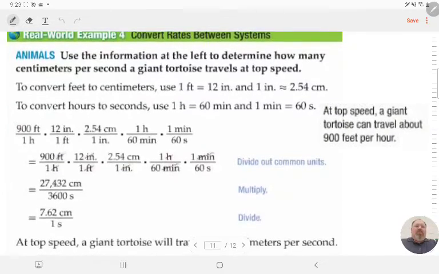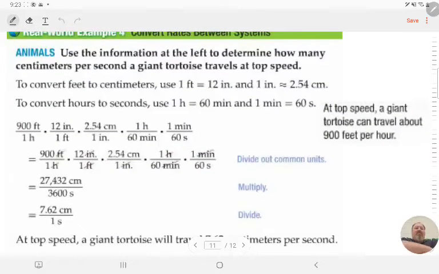Let's look at this real-world problem. So use the information at the left to determine how many centimeters per second a giant tortoise travels at top speed. So to convert the feet, it says a top speed of a giant tortoise can travel about 900 feet per hour. So to convert feet to centimeters, you're going to use 1 foot equals 12 inches, and 1 inch is approximately 2.54 centimeters.